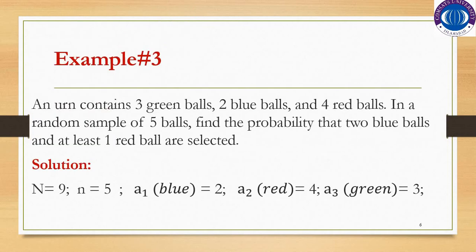Example number 3. An urn contains 3 green balls, 2 blue balls, and 4 red balls. Here you have an urn in which you have 3 green balls, 2 blue balls, and 4 red balls.